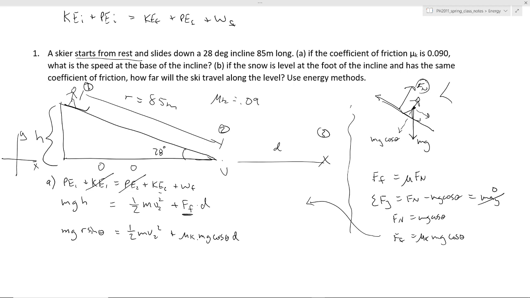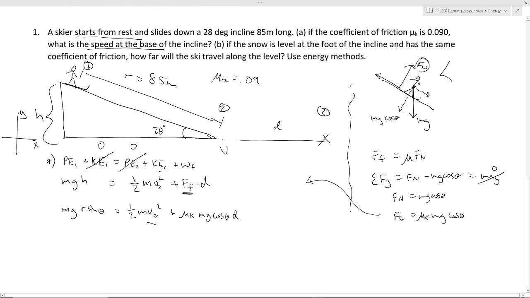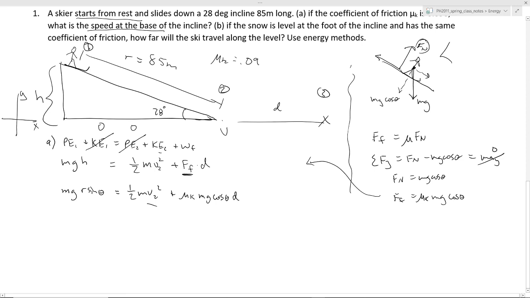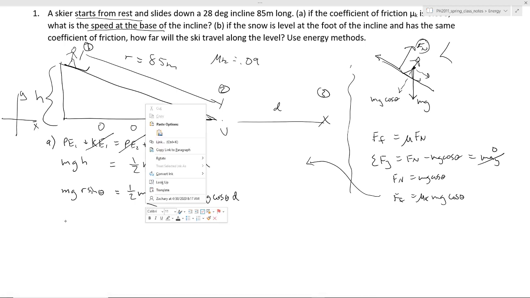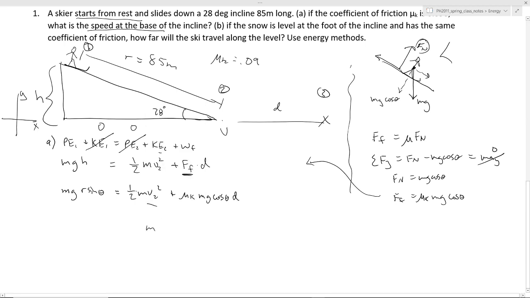Okay, so we have those components in. We have the height in terms of the angle. We have the force of friction. And we could then solve this expression for v, because recall what we're after is what is the speed at the base of the incline. So let's solve this expression for v. Let's see here. We'll have, yeah, and Caleb, to your point, this factor of m would cancel.